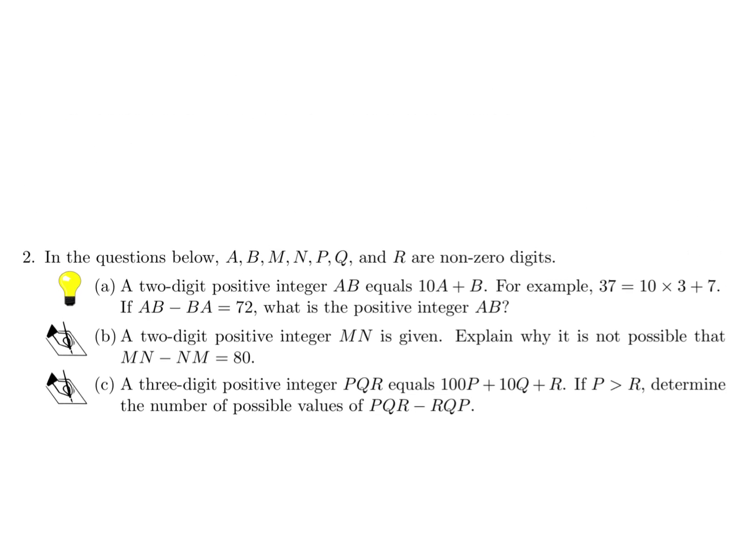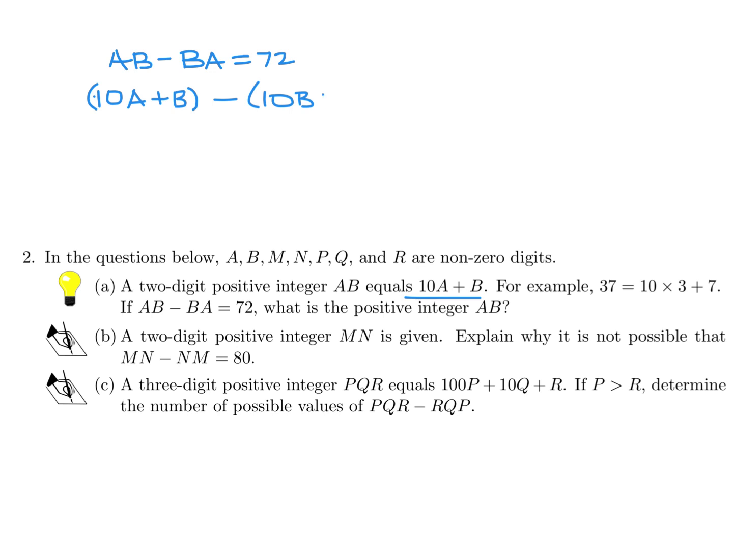Okay, so AB minus BA is 72. According to their definition, it'll be 10A plus B for the first one, and then the second will be 10B plus A, and that's equal to 72. When you do this algebra, you get 9A minus 9B is 72. Divide through by 9, and you'll get 72 divided by 9, which is 8.